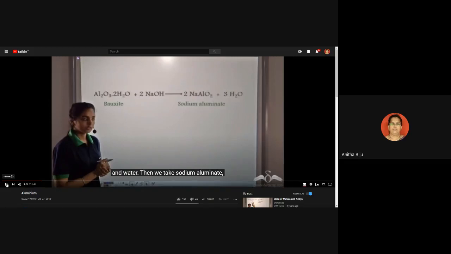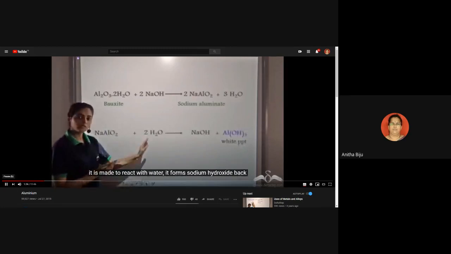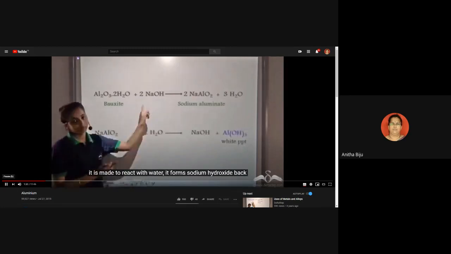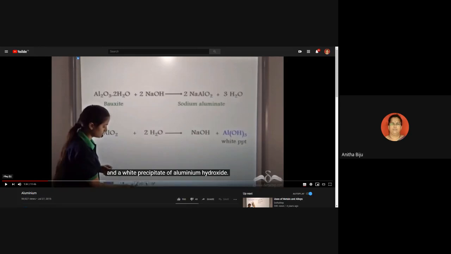Okay, let us continue. Then we take sodium aluminate. It is made to react with water. It forms sodium hydroxide back and a white precipitate of aluminium hydroxide. So now write the second equation also. NaAlO2, that is sodium aluminate, reacts with two molecules of water, forms NaOH plus Al(OH)3. There it is mentioned that it is a white precipitate. So write the second equation too.